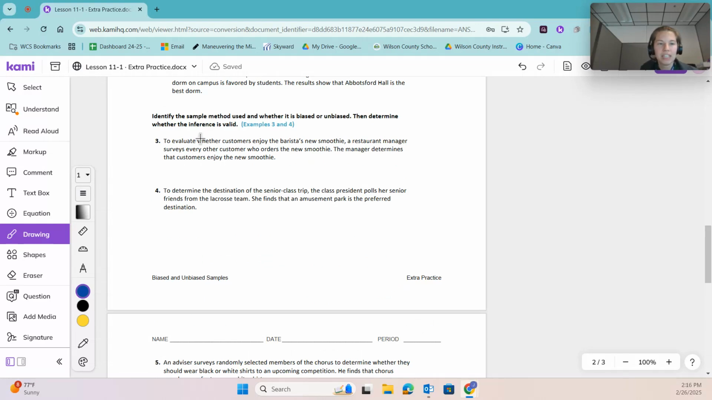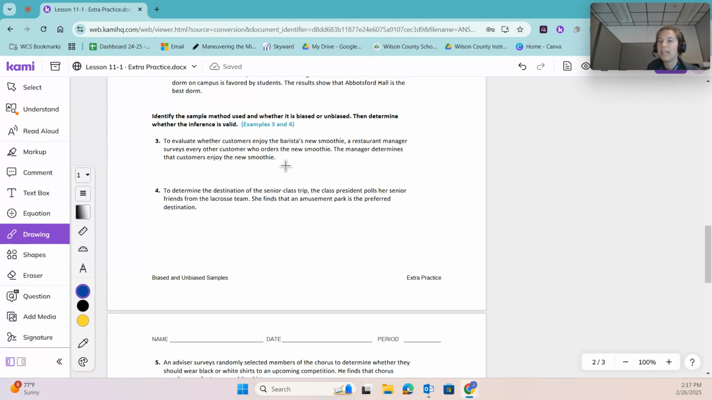Now these next ones, we're going to identify the sample method used, whether it is biased or unbiased, then determine whether the inference is valid. It has to be unbiased in order for it to be valid. So, to evaluate whether customers enjoy the barista's new smoothie, a restaurant manager surveys every other customer who orders the new smoothie. The manager determines that customers enjoy the new smoothie.